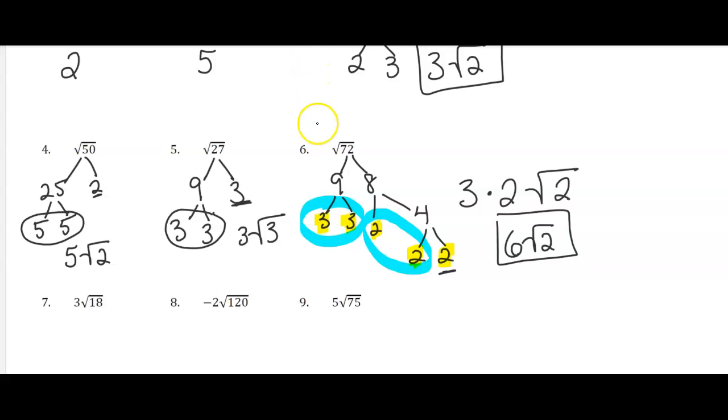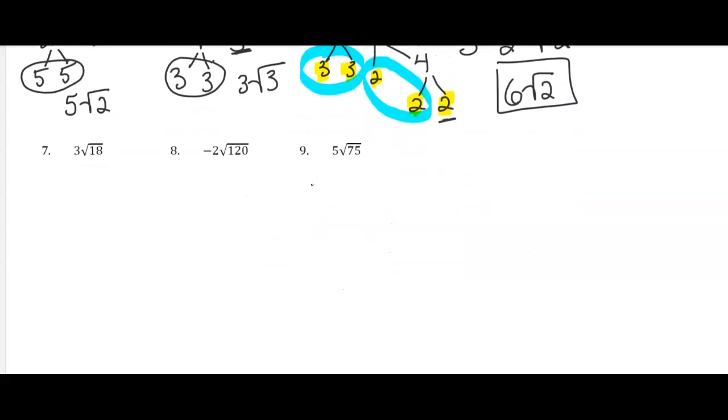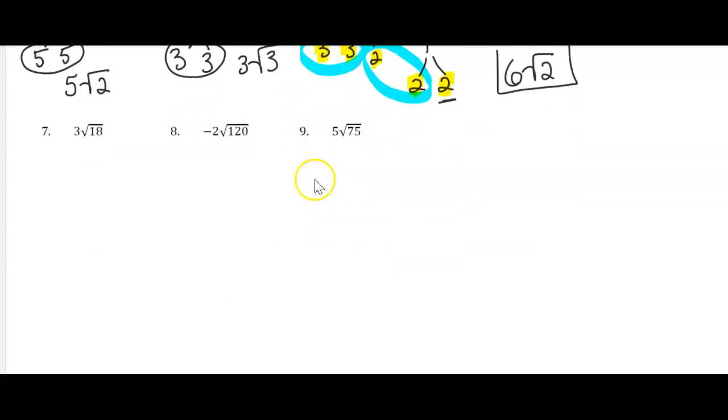Okay, I'm going to help you set up number 7, and then you guys are going to try 8 and 9 on your own. So we do the same idea. We kind of just ignore this 3 for now, and we'll come back and look at it. Right now, we're just going to break down 18. 18 is 9 and 2, which is 3 and 3. There's my pair of 3's. So I can take a 3 out, and this 2 is left over.